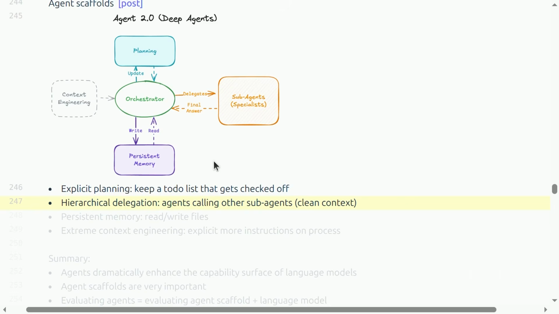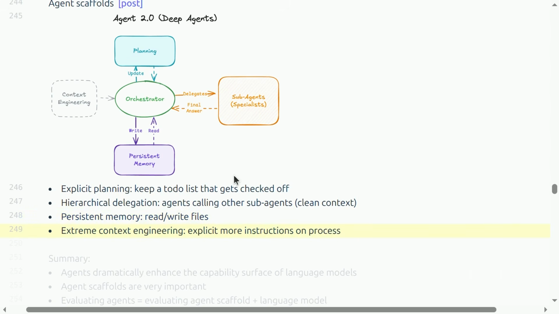Hierarchical delegation: agents should call other sub-agents with some cleaned context. That agent does some stuff and returns only the result. The master agent doesn't need to see all the gory details, and this can help provide some encapsulation. Memory: people have been experimenting with explicitly reading and writing files, especially as the context grows. You can't just store everything in your context window.